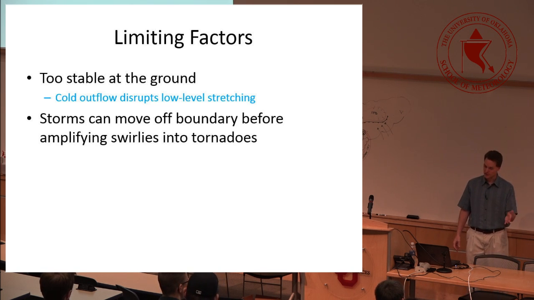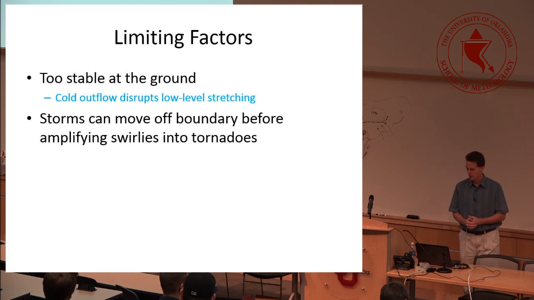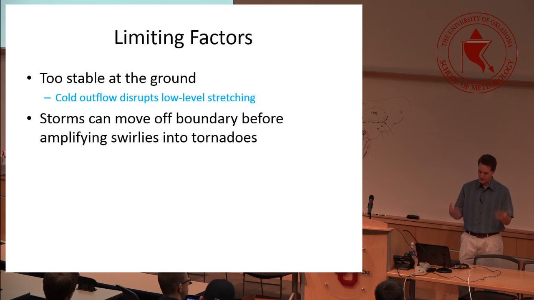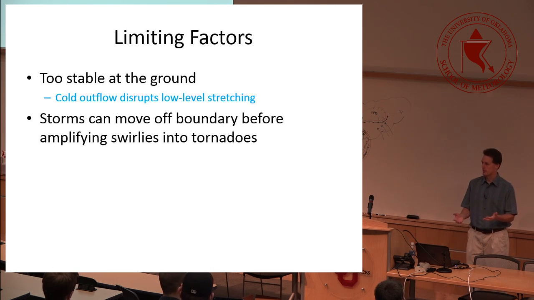Or if there is just enough vertical shear or flow in the environment, if the storms move off the boundary too quickly, they may not have a chance to amplify the vorticity. So you want updrafts sitting over the vorticity source as long as you can get them to stay there. So hopefully that makes sense. And again, it really isn't any more complicated than that.